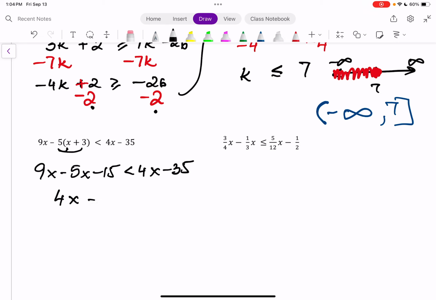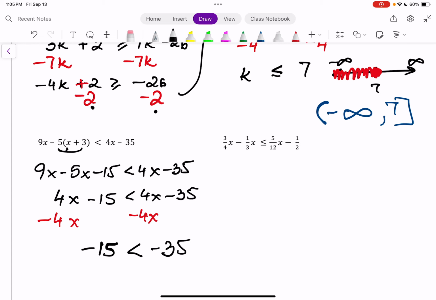Combine like terms. And you might notice that I have the same amount of x's on both sides. So I'm going to end up with negative 15 less than negative 35. The x's are gone out of the equation.